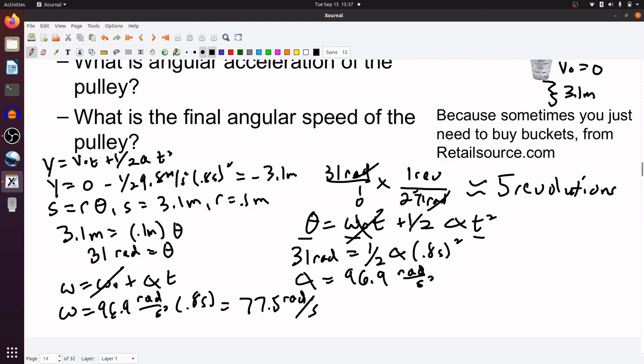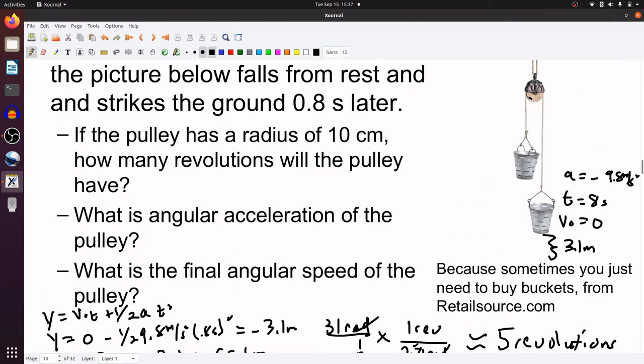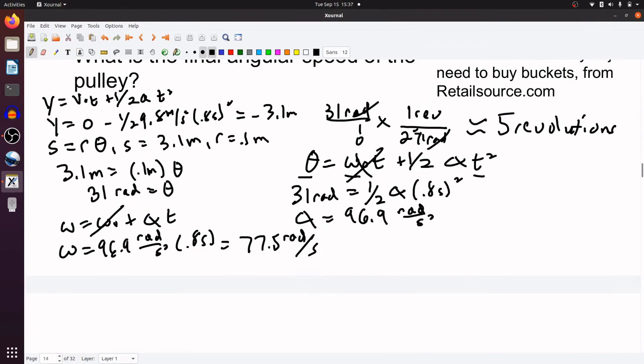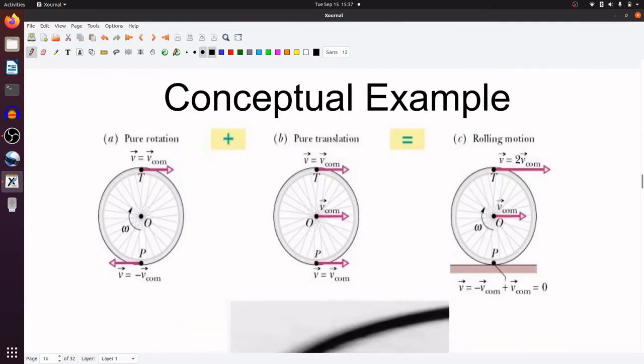So all sorts of different things I can come up with based off of this little bucket situation and 2 little buckets. And I left myself room, but apparently I didn't need it.